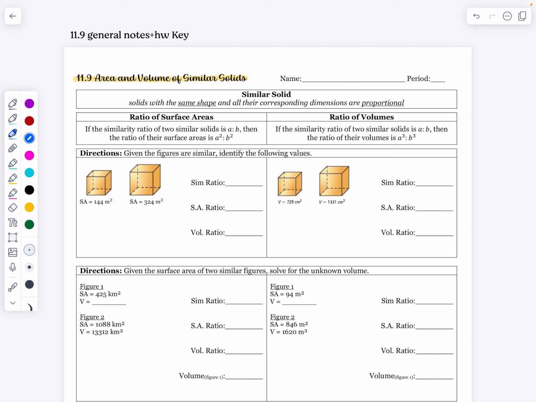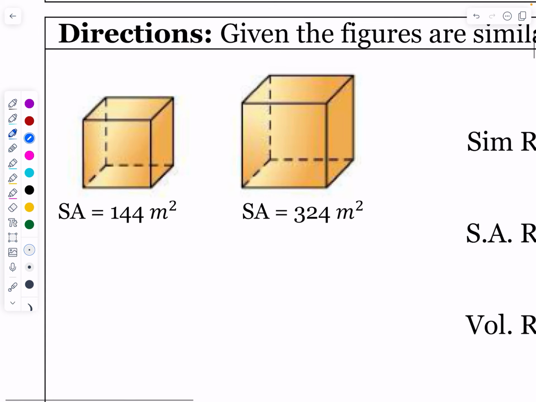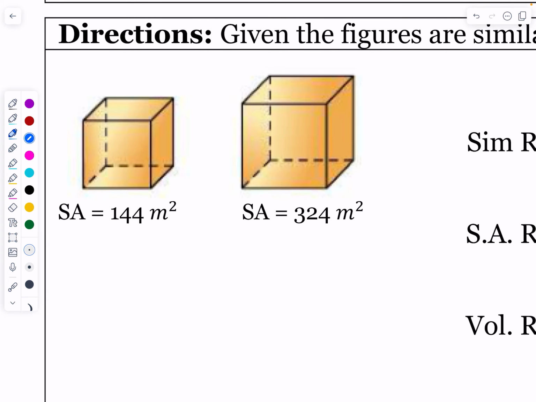So first remember that this symbol for similar looks like this, and similar solids are solids with the same shape, but they're going to be different sizes. So all of their corresponding dimensions are going to be proportional to each other. For example, we could tell that this prism is a little bit bigger than the other, but it says given that they're similar, meaning that all of the dimensions are proportional.